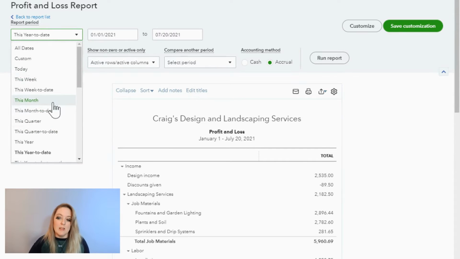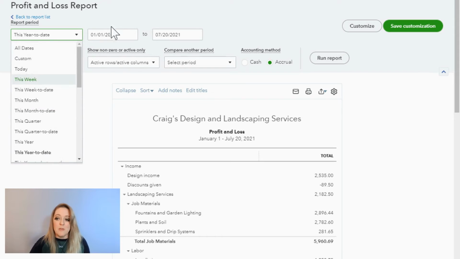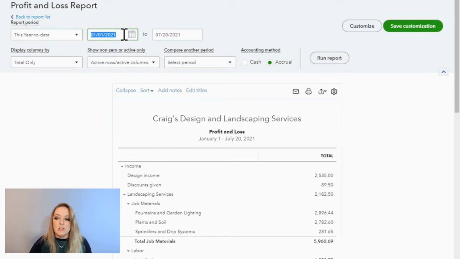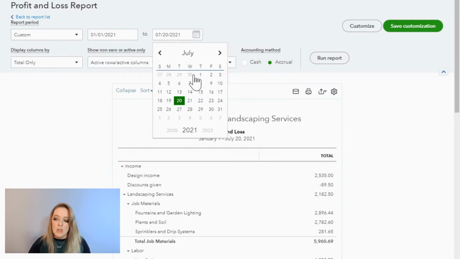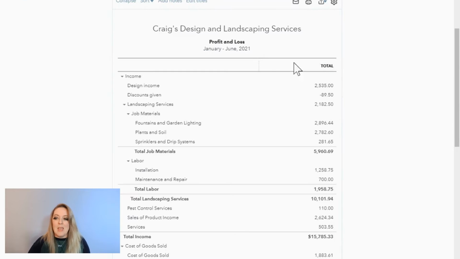QuickBooks has a lot of pre-selected periods that you can choose from, or you can just come over here. It's really great. You can just type in the specific dates that you want. So we're going to look at January through June, and that'll give us a snapshot of the first 6 months of this year. We're going to leave the rest of these settings alone for now. We'll talk a little bit more about them later in the video. So I'm going to hit Run Report, and as you can see, this is our profit and loss statement.